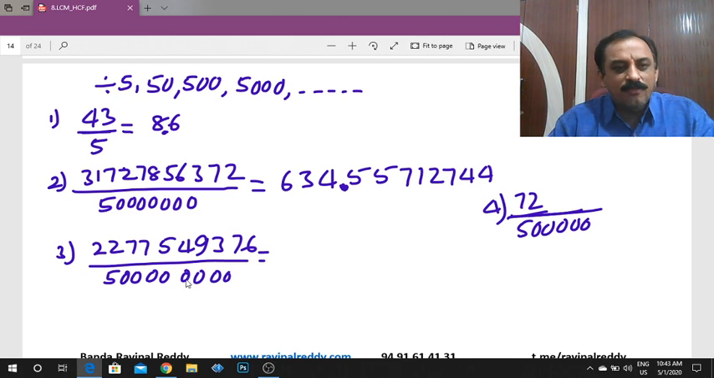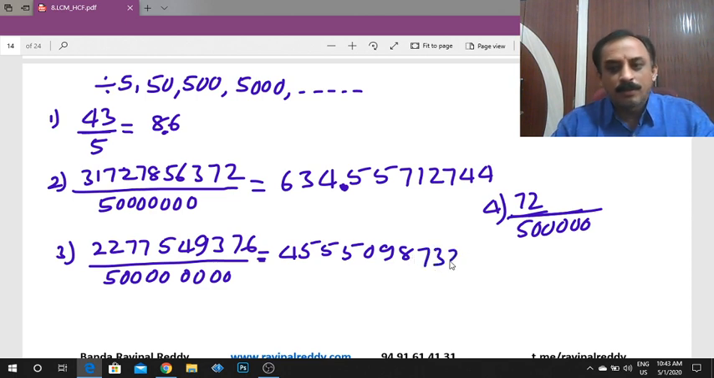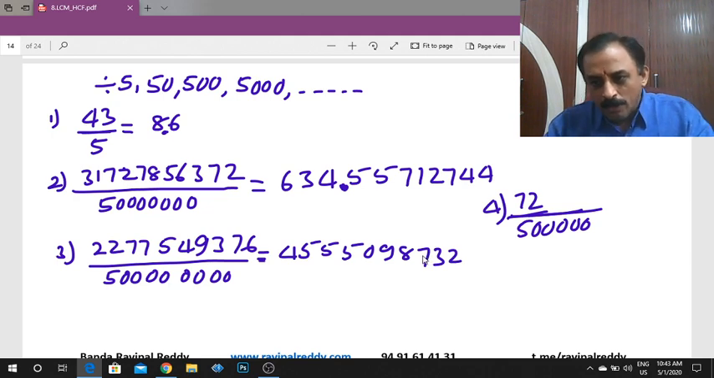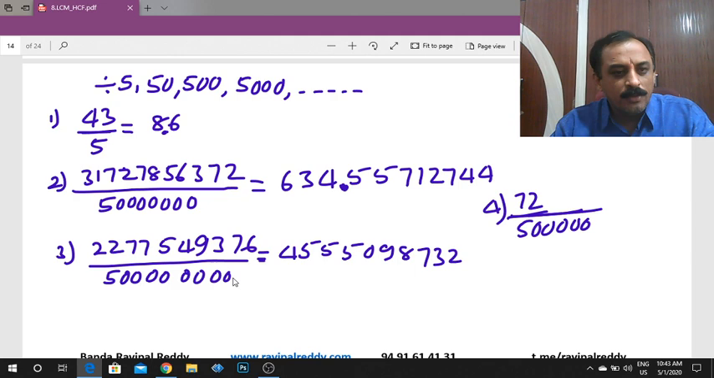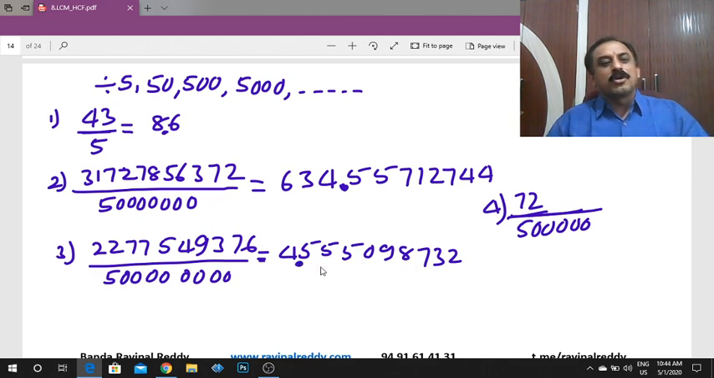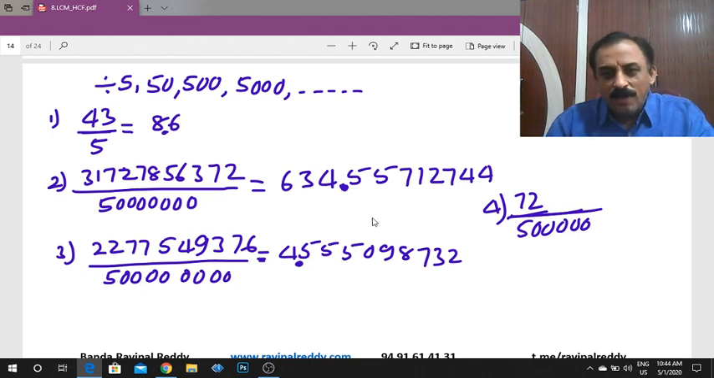Now one more question. A very big number divided by 5 followed by many zeros. Double the numerator. So what is the double of the numerator? 4, 5, 5, 5, 0, 9, 3, 7, 3, 2. Now the denominator, how many digits are there? 9 digits. After 9 digits, put a point. So your answer is 4.555098732.